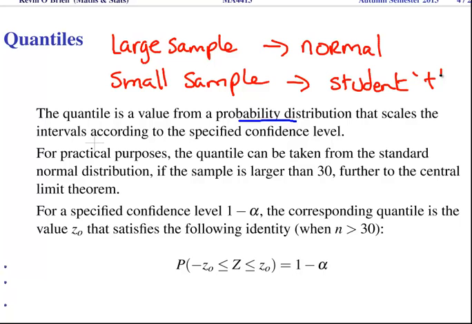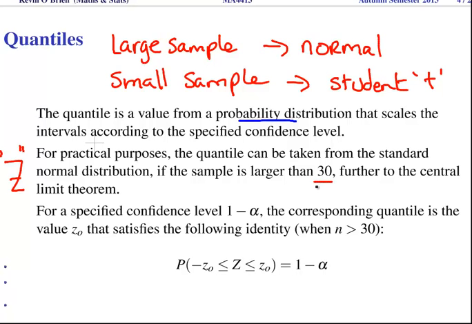So if you want your confidence level of, let's say, 95%, you have to pick out the right quantile that will give you that. Now, for practical purposes, the quantile can be taken from the standard normal distribution. If you're not familiar with that, that's the Z distribution. If the sample is larger than 30, further to the central limit theorem, essentially, if the sample size is greater than 30, then you can base your answer on the standard normal distribution, or the Z distribution.